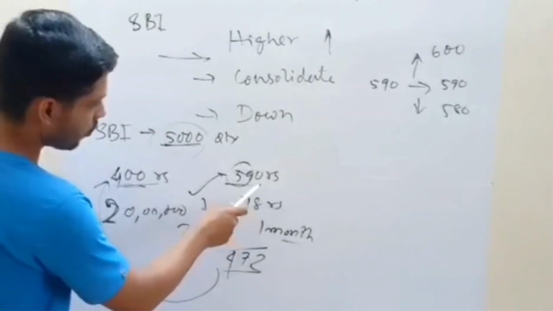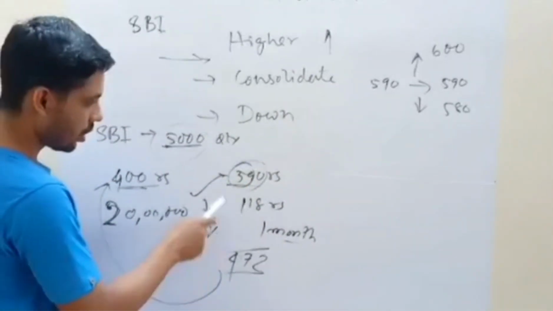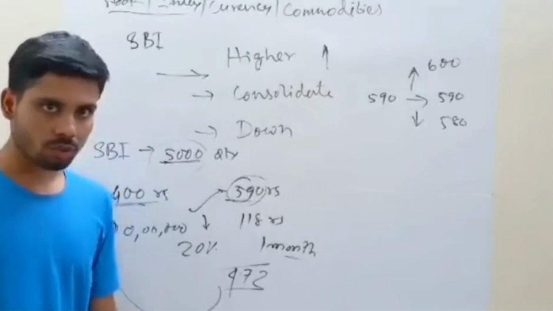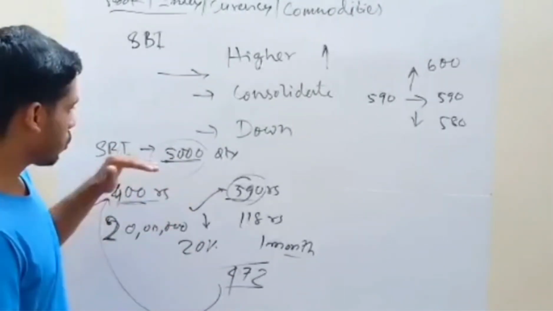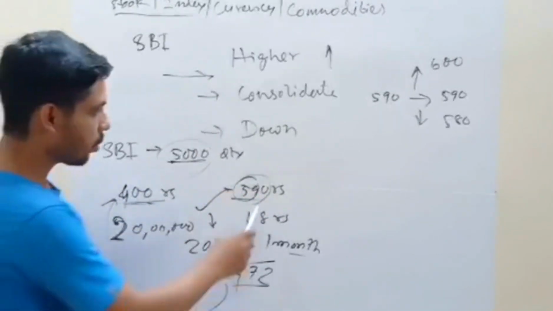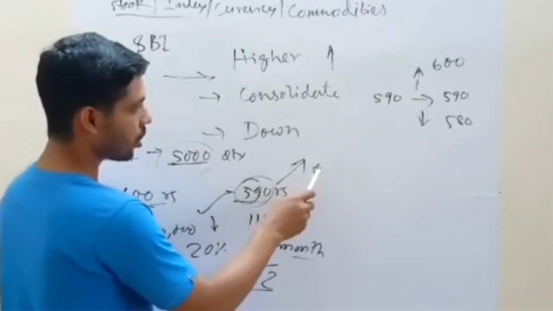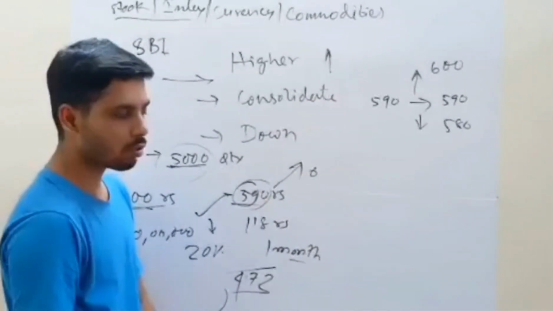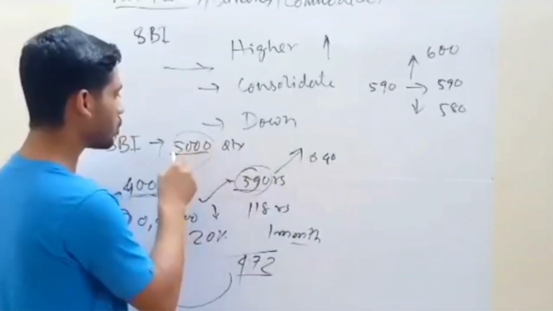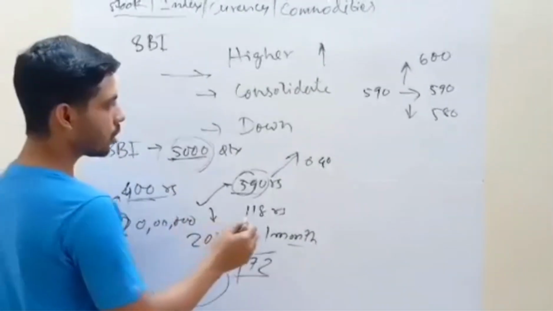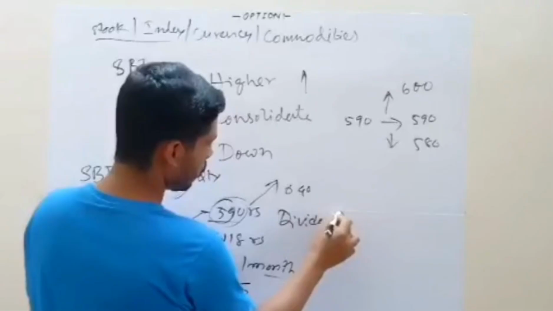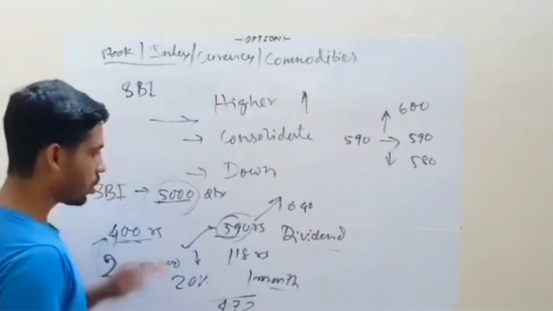Now the current market price is 590 rupees and he is expecting that the price will fall, but his view may go wrong, correct? So if he sold these 5000 shares at 590 rupees, and the price moves higher instead of going down, maybe to 440 or whatever level, he will lose the amount, correct? Along with that, he will also lose the dividend amount.